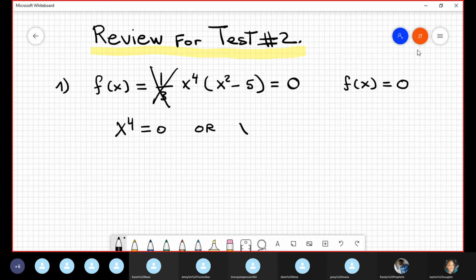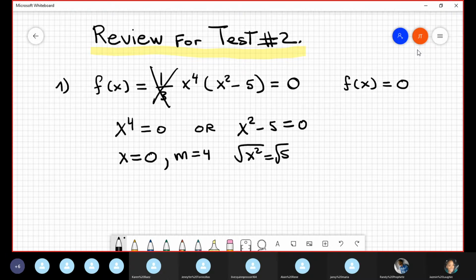The rest is x squared minus 5 equal to 0, ¿no? Es obvio que x is equal 0. Multiplicity 4. That's mean que 0 is repeated 4 times: 0, 0, 0, 0. Of course, you write only one because it's the same value. And this is a quadratic equation, and you solve that. X squared equal 5, square root both sides. X is equal plus or minus radical 5.